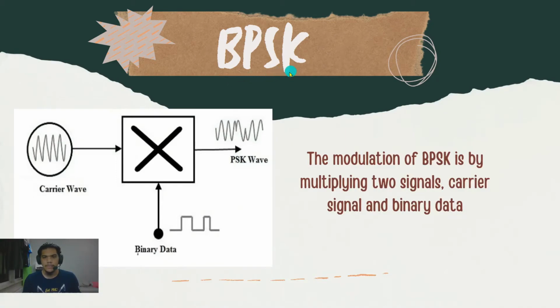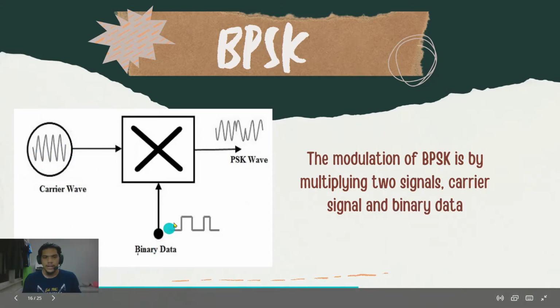Binary phase shift keying (BPSK). The modulation of BPSK is by multiplying two signals, carrier signal and binary data. This is carrier signal and this is binary data. The output is PSK wave.